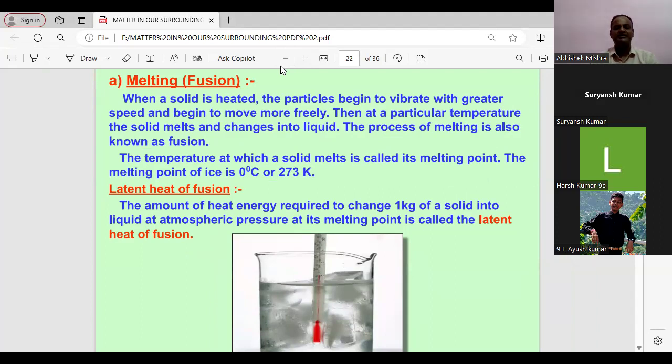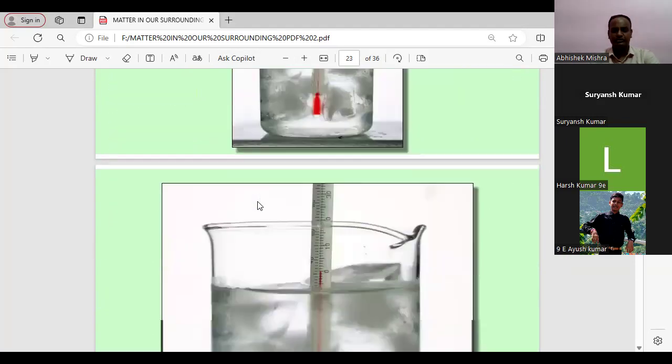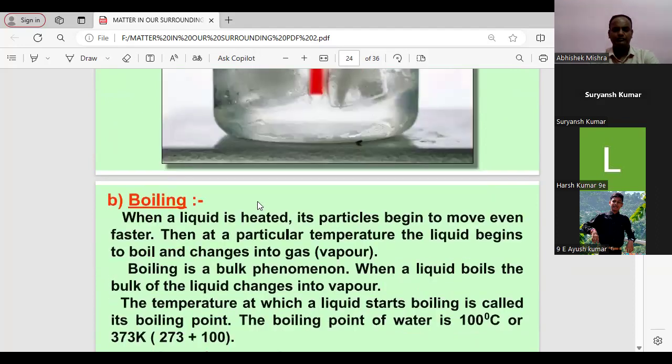Simultaneously, there is another term, the latent heat of fusion. It is the amount of energy required by 1 kg of solid to be converted into liquid at atmospheric pressure at its melting point. So that is the latent heat of fusion.